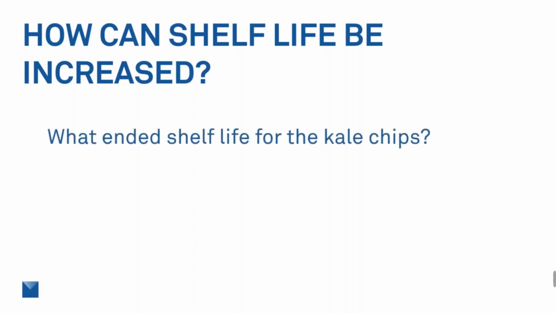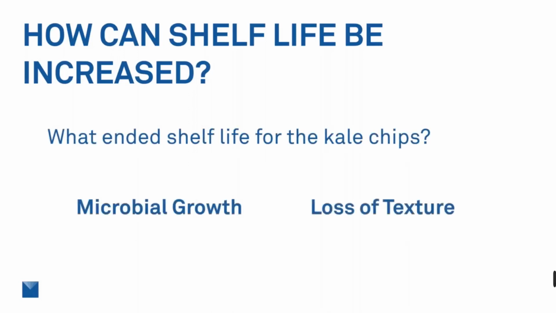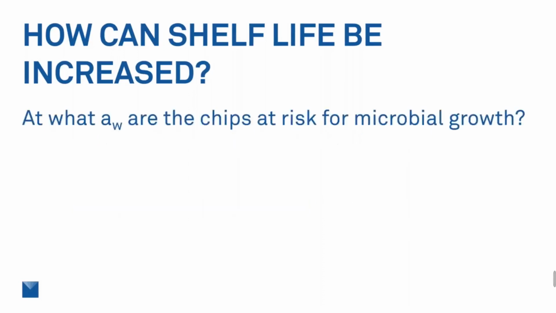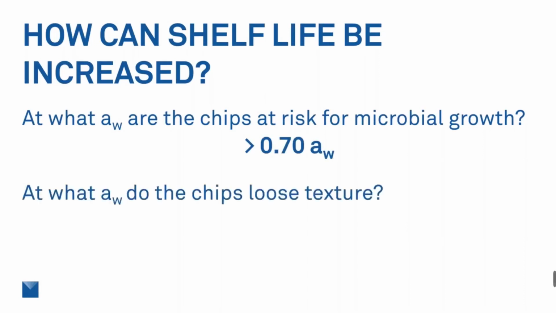So what ended shelf life? This is where we have to determine that mode of failure. For us, we had microbial growth, and we also had a loss of texture, so we had both of those. Now, at what water activity are the chips at risk for microbial growth? We know from prior information that if we can keep our water activity below 0.7, we will not have any microbial growth. So where are they at risk? Anything above 0.7.